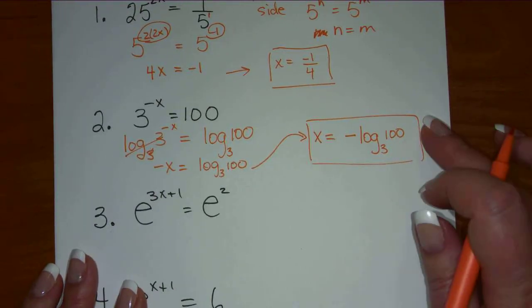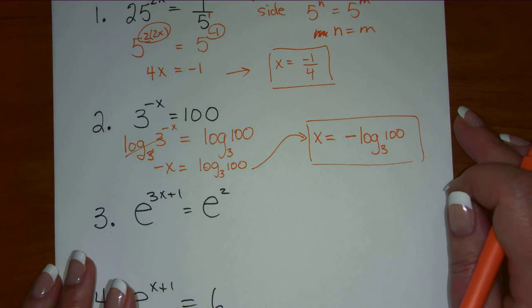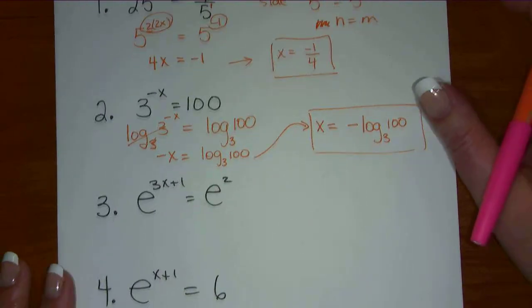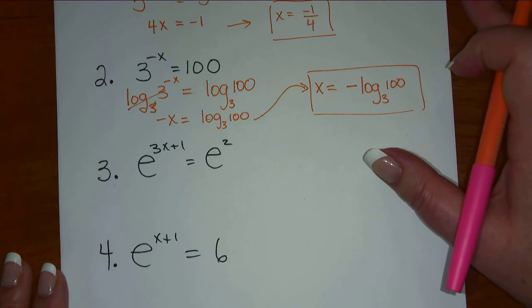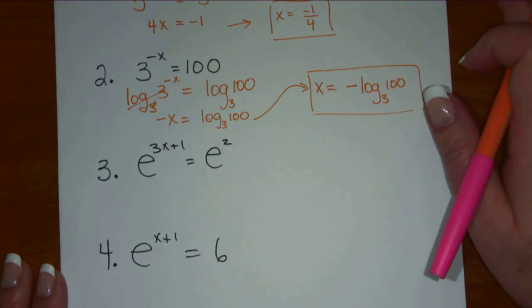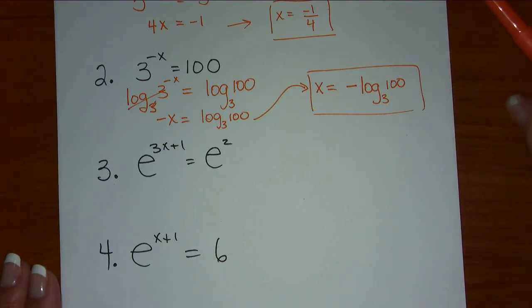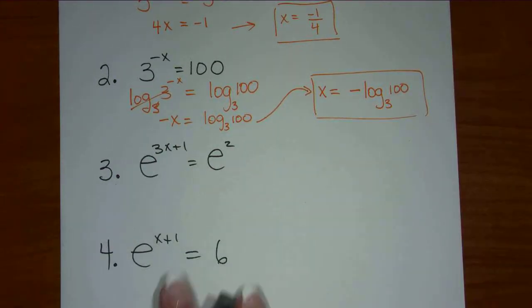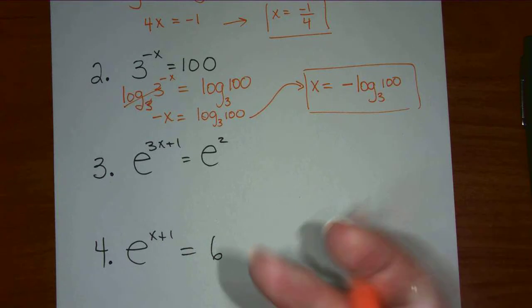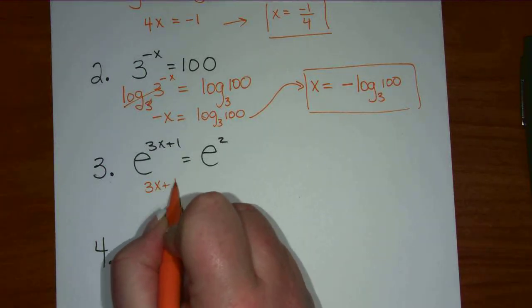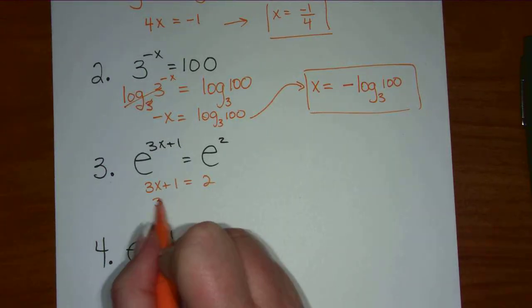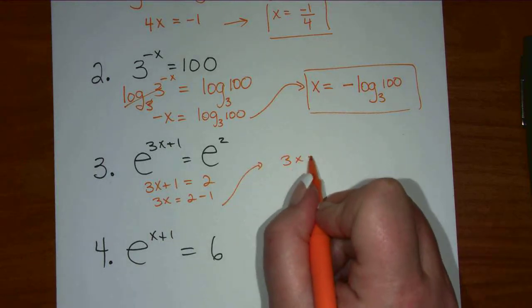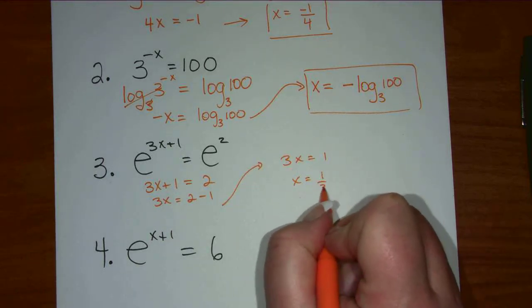What about this one? E's scare people, but I'm telling you they're the easier ones because you don't actually need to think about the powers of E. They just either have an E or they don't. So the base is already the same on both sides. So 3x plus 1 equals 2. And we just solve it. So the base was the same. They already matched.